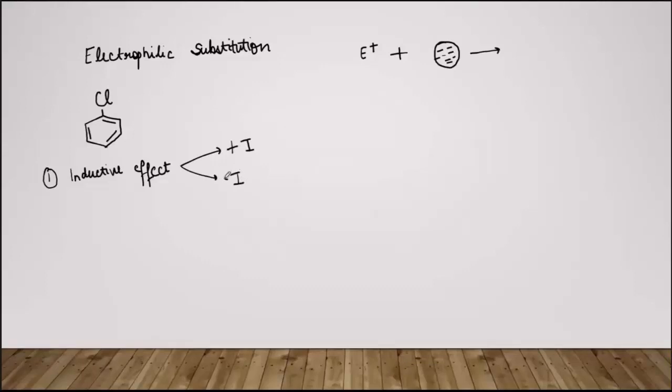ठीक है, तो +I के आपको examples पता होंगे, जैसे जो सबसे best होता है वो alkyl groups होते हैं, methyl हो गया, ethyl हो गया. So if these are present, they will try to donate the electron density toward the overall compound. और -I, that is negative inductive effect, the best examples are the halogens. ठीक है, which we are considering.